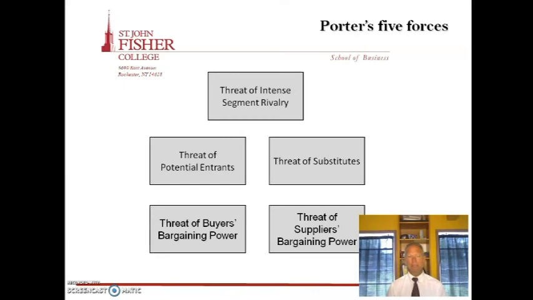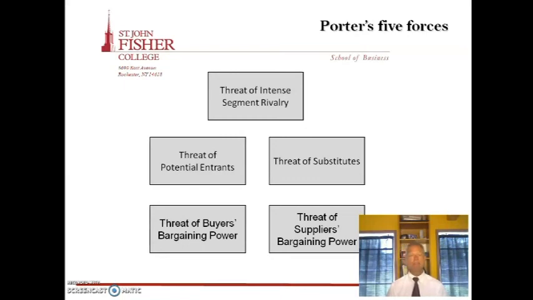The threat of potential entrants. I look at something like the craft beer industry right now. There are so many, it's starting to get saturated because so many craft breweries are popping up. The barriers to entry are very little. It doesn't take a lot of money to start a craft brewery, and there are a lot of them, and there's not a lot of differentiation.